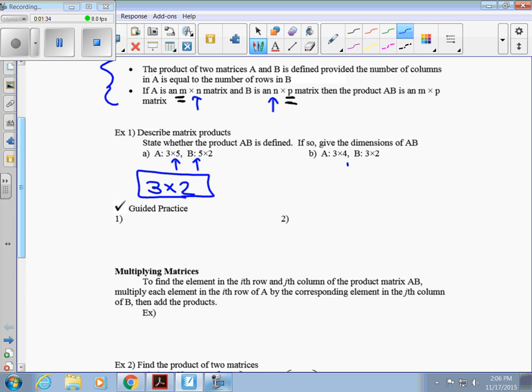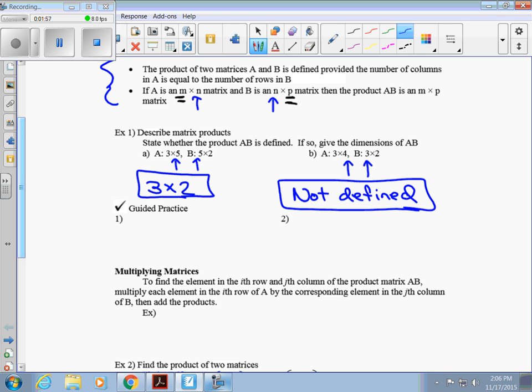If we look at B, notice here in matrix A, that's a 3 by 4 matrix. Matrix B is a 3 by 2 matrix. The columns in A is 4. The rows in B is 3. They are not the same, and so this one is not defined. We cannot multiply those two because the columns in A is not the same as the rows in B.